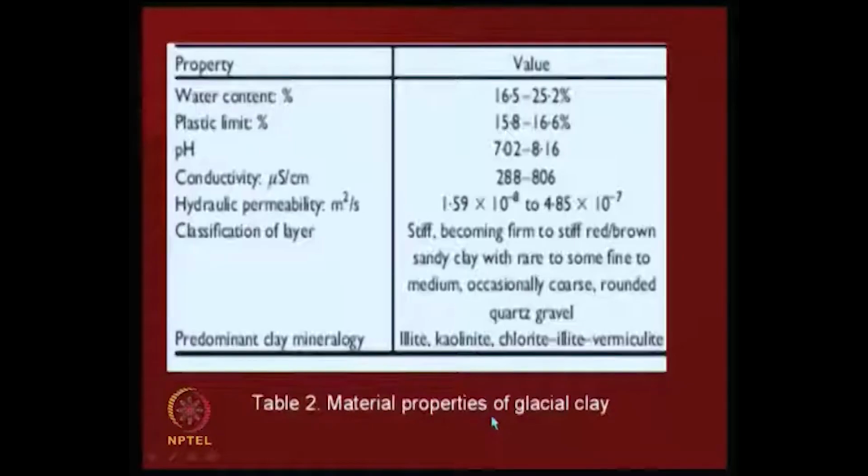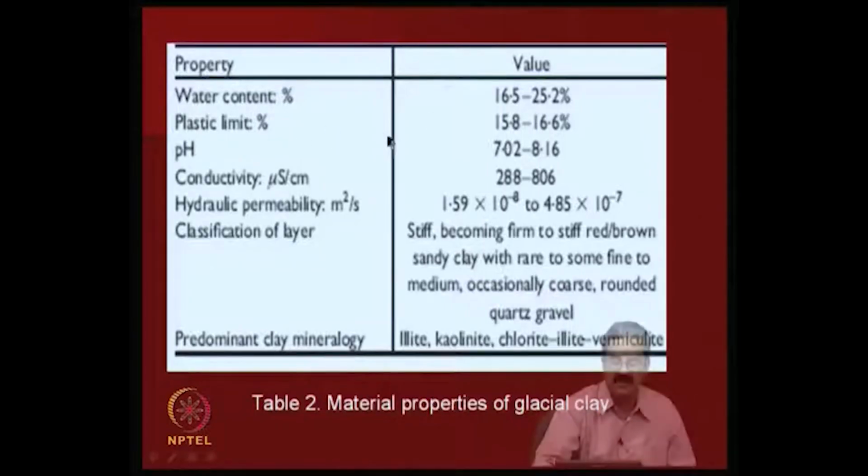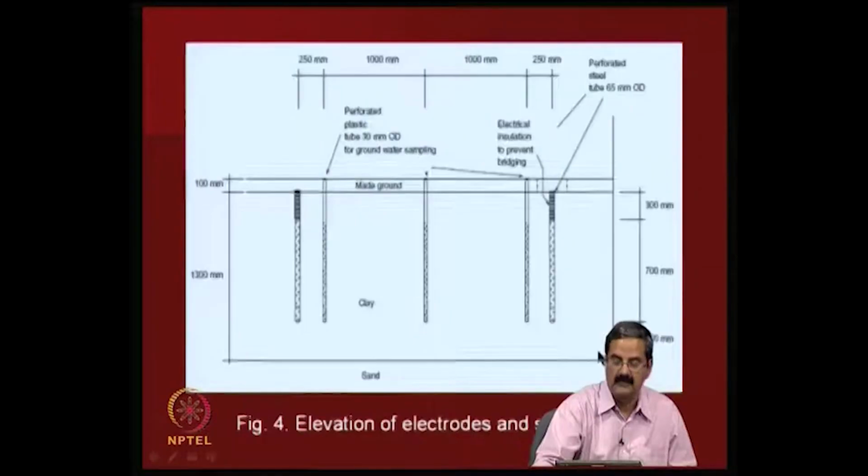It is a field experiment they have done, and the water content is about 16 to 25%, plastic limit is this, pH is 7, and then conductivity of the soil is in this 288.6. The hydraulic permeability of the soil is -8, you can say it is very low, okay, which in terms of the area they have given. Classification of the soil, predominantly it is light and all that.